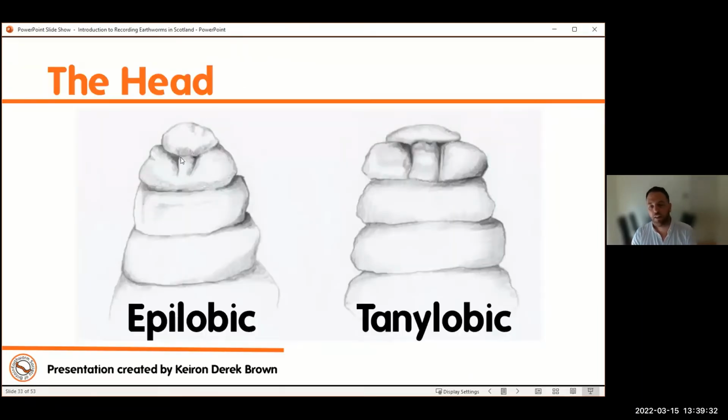So looking at the head first, there's two different types of head, and this is the first question in the key. We look at whether it's got what we call an epilobic head or a tanylobic head. An epilobic head means that these two grooves here don't come all the way to the next segment. So this is segment 1 here. This is what we call the prostomium. And this is segment 2. So the lines don't come all the way down. A tanylobic head is where the lines come all the way down.